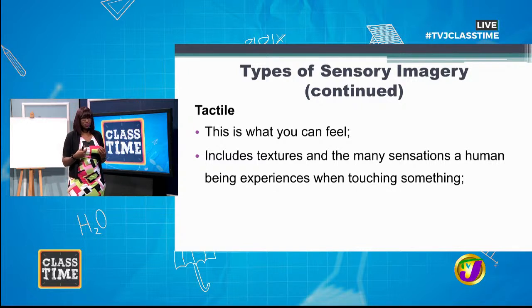So you're going to ensure that when you are writing, you bring these out because we are multisensory beings. So try not to only talk about things that you see. It's very easy to talk about things that you see. Try and incorporate other senses as well.